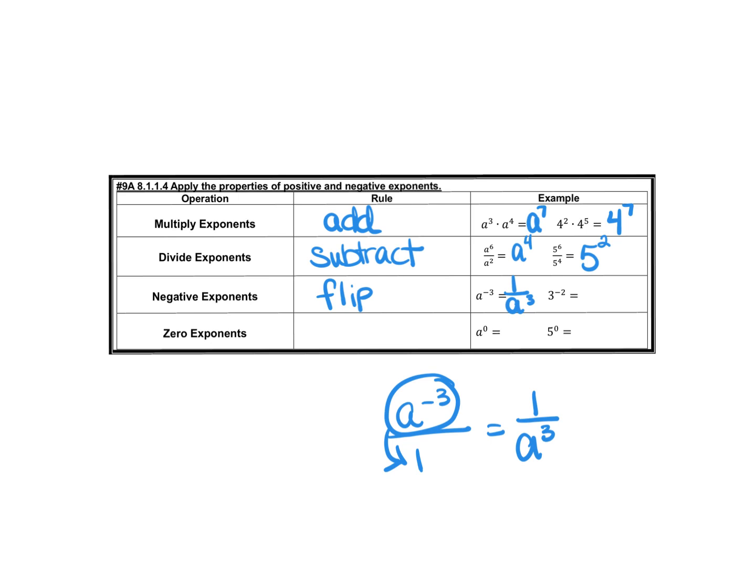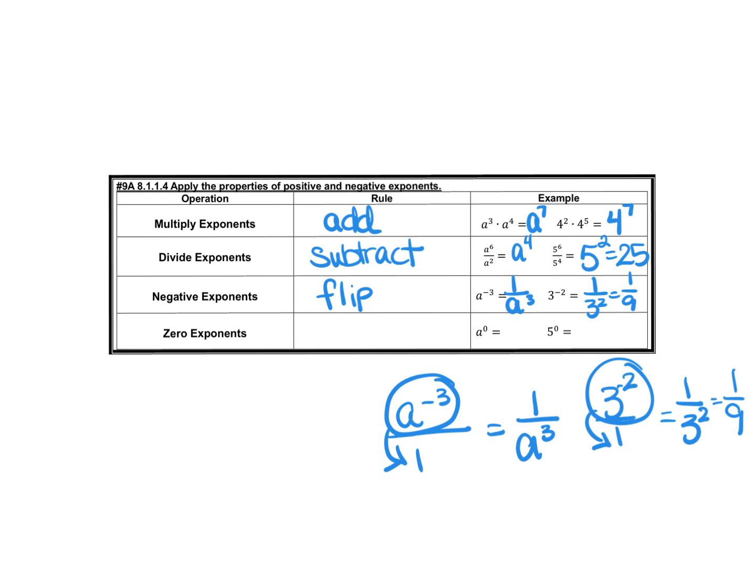And the same thing if I have 3 to the negative 2 power. To make that a positive, I'm going to flip it, making it 1 all over 3 squared, or I could say 1 all over 9. Either one is just fine. And I guess I could have put 25 here. I feel like the 4 to the 7th power is going to be a really big number, so I'm going to avoid that one.